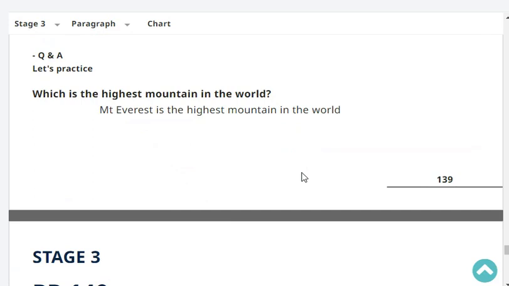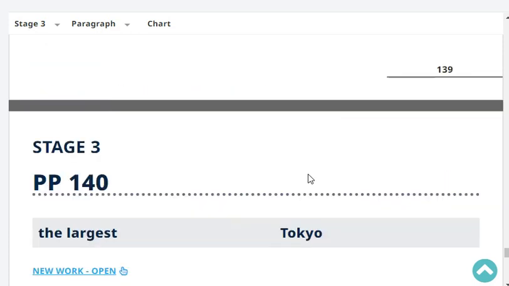Let's practice. Which is the highest mountain in the world? Mount Everest is the highest mountain in the world. Very good.